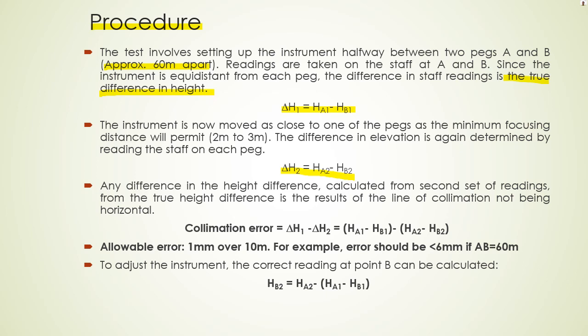So we need to keep the same order of the readings. You take the reading to point A and then point B in step number 1. Then you have to do the same order. You take the readings from point A first and then point B. Then you will have the correct calculation. So we compare step number 1 and step number 2. If there's no error, we should have the same height difference. So then the results of this equation should be 0.